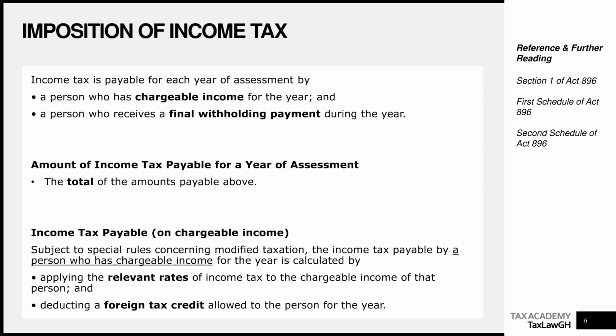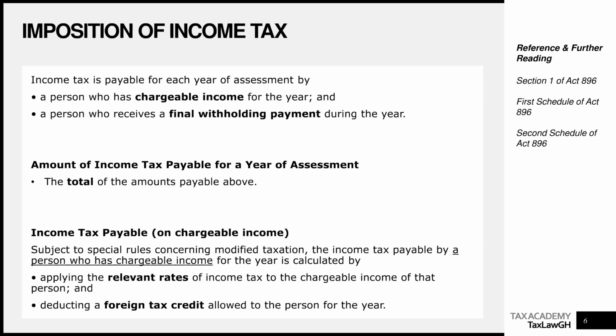Very important. You can see here we are saying subject to special rules concerning something called modified taxation. I'll explain that in the next slide. You can find that in the second schedule of the Income Tax Act if you're interested in further reading. We are saying income tax payable by a person who has chargeable income is calculated by applying the relevant rate of income tax, which you'll find in the first schedule of the Income Tax Act if you're interested, to the chargeable income, and then deducting any foreign tax credit allowed to that person for the year.